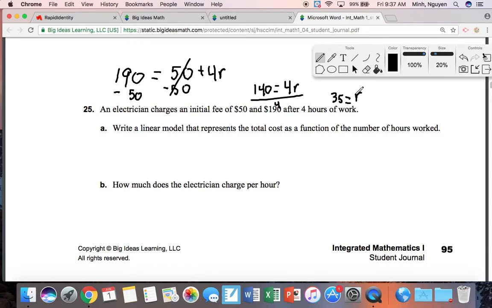Okay, so now write a linear model that represents the total cost. So we could say cost equals the number of hours. We don't know how many hours he's going to work, so we just call it h for hours. How much is he charging each hour? 35 times the number of hours plus his initial fee of $50. And then how much does the electrician charge per hour? Well, it's not 50. That's just his initial fee. It's $35.